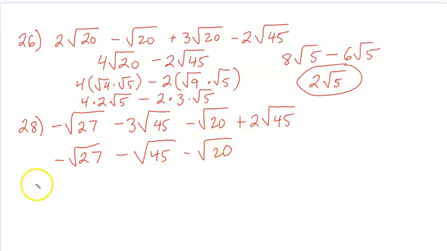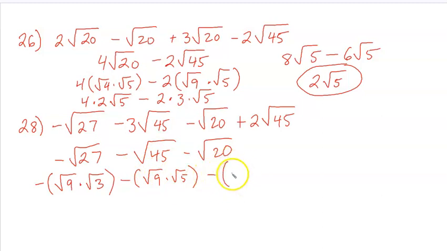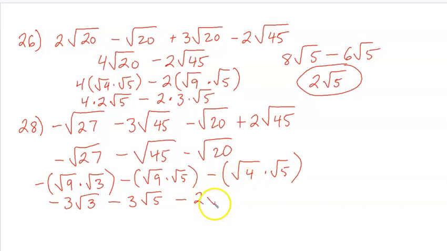All right, so simplify the square root of 27. That's the square root of 9 times the square root of 3. The square root of 45 is the square root of 9 times the square root of 5. And the square root of 20 is the square root of 4 times the square root of 5. Okay, so the square root of 9 is 3, so this is, if you think of this as multiplying by negative 1, this would be negative 3 times the square root of 3, minus the square root of 9 is 3 times the square root of 5, minus 2 times the square root of 5.